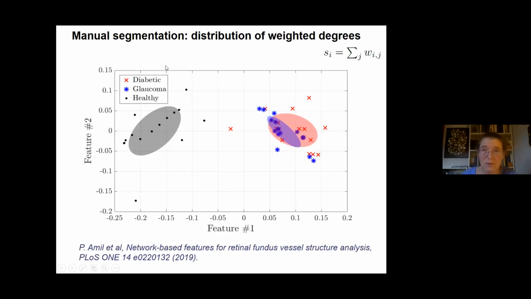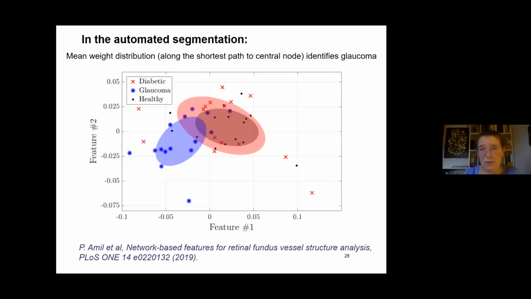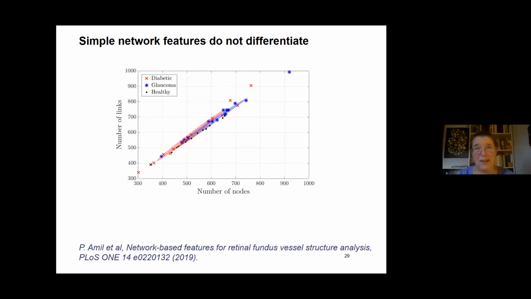And again, if we use manual segmentation, we have a perfect separation. And in the automatic segmentation, which is the ideal case because we don't want an expert to have to mark every pixel, it's not realistic, but if we do it in an automatic way, the fractal dimension in this case is a feature that separates the three cases better. Also, the mean weight distribution is a good measure to identify glaucoma and separates the blue patients from the other ones. Just to mention that the simple features do not differentiate. So for example, if we plot the number of nodes versus the number of links, or the degree distributions, we did not succeed in separating the three cases.